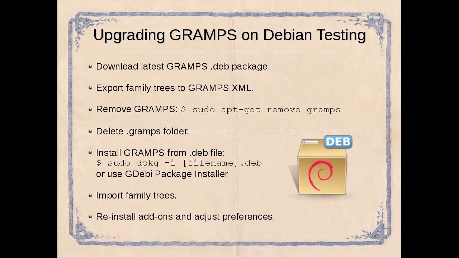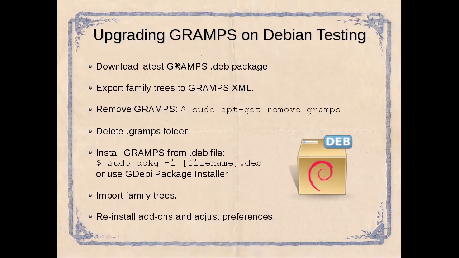So today I'm going to be upgrading to Gramps 4.1.3 on my Debian Jessie computer. That's the testing version of Debian with more up-to-date packages. So let's take a look at the process.